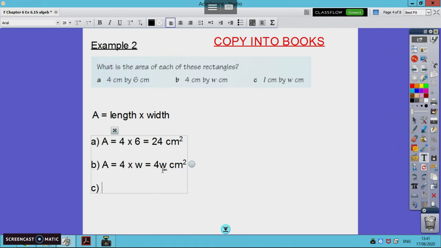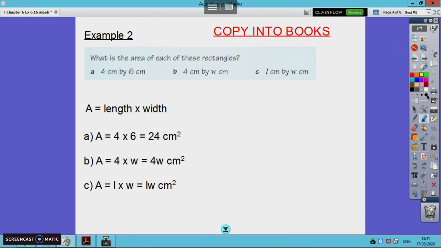And then for C, L times W. So the area equals L times W, which would be LW centimetres squared. Okay, so our answers, I'm just going to highlight them. That's A, that's B, and that's C. So remember when you're timesing something together, so 2 letters or a number and a letter together, put them next to each other with no times signs, and that's how we always know that that means multiply.